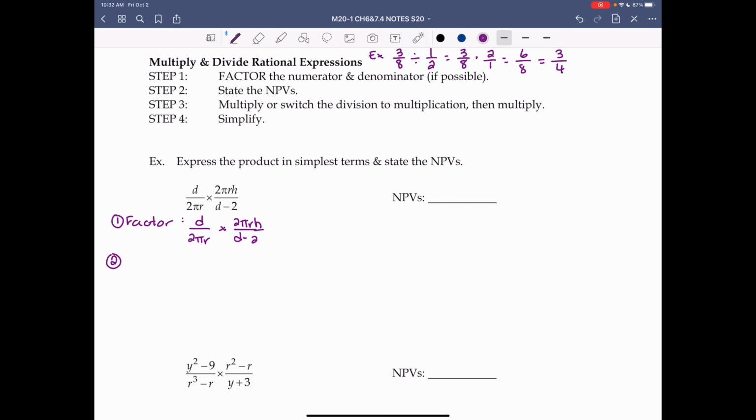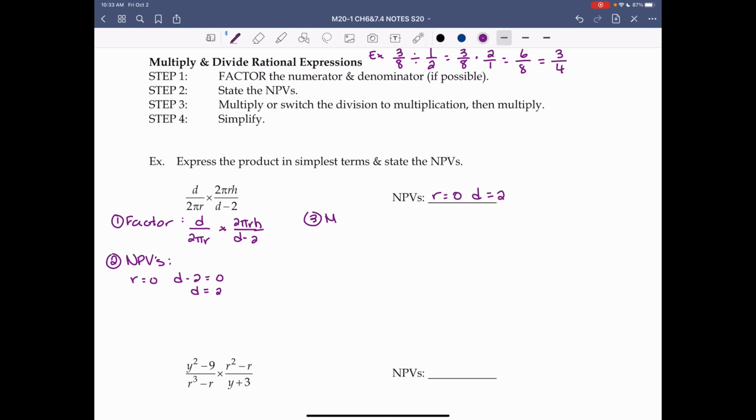Step 2, state the NPVs. For multiplying expressions, we are looking for NPVs in the denominators. The first denominator is 2 pi r. The variable is r. If r is equal to 0, then 2 times pi times r would equal 0. So r equals 0 is an NPV. The second denominator, we have d minus 2. When is that equal to 0? When d is equal to 2. So our NPVs are r equals 0 and d equals 2.